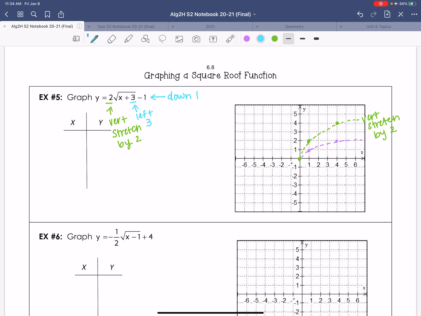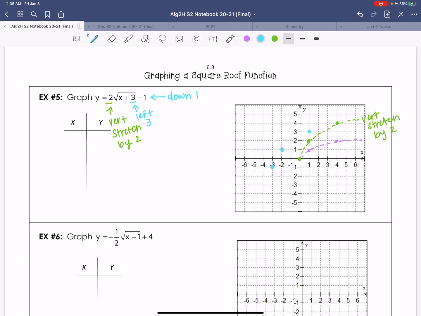So take 0, 0, I'm going to go left 3, 1, 2, 3, down 1. So I'm at negative 3, negative 1. My next point I have is 1, 2. So we're going to go left 3, 1, 2, 3, down 1. So my new point is at negative 2, 1. Next one we're going to take is that point 4, 4. We're going to go left 3, down 1. So now we should be at 1, 3.